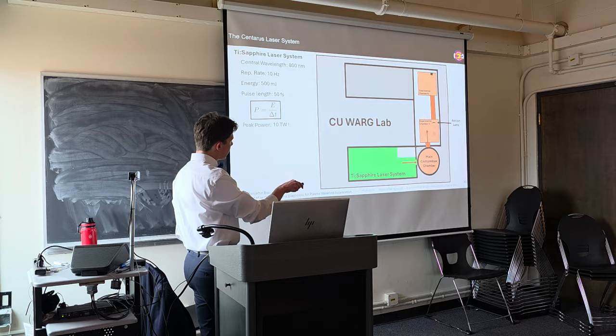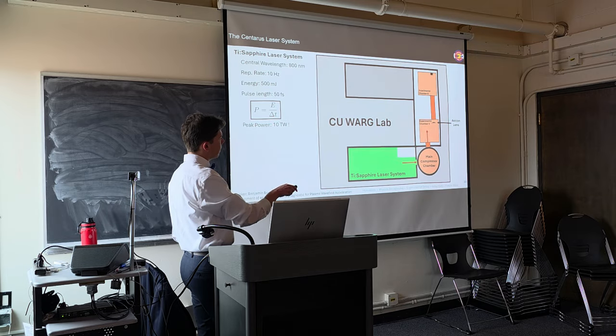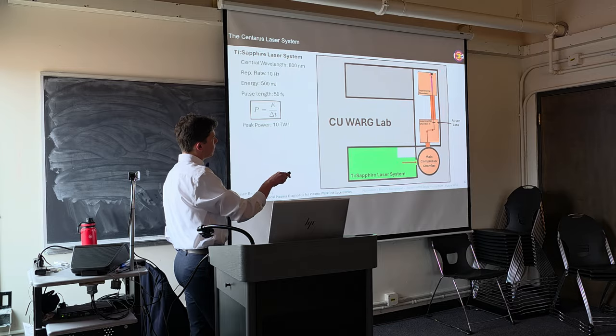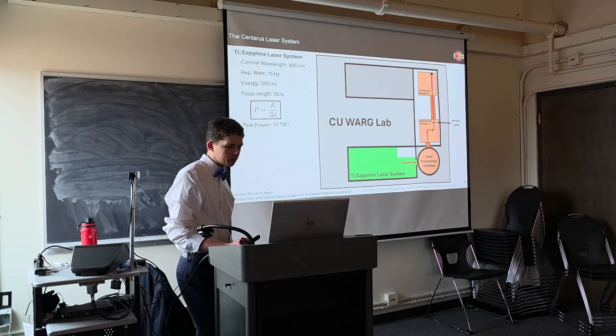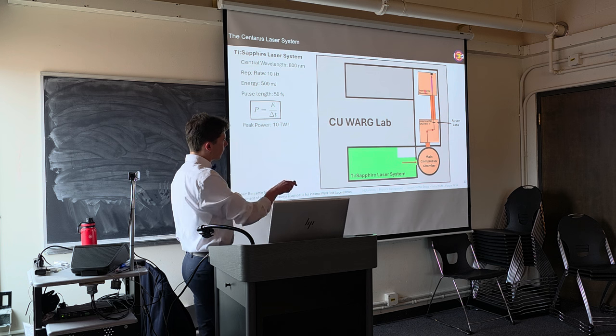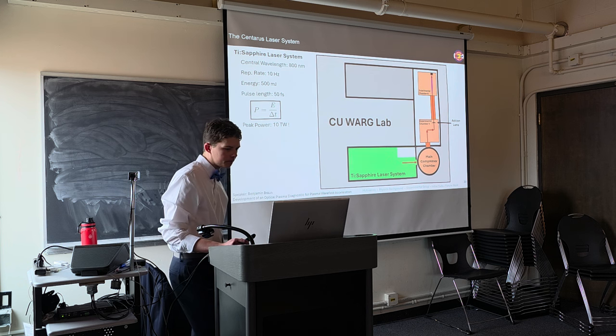All right, so we take that 10 terawatt peak pulse, and we focus it through an Axicon lens, and that forms a plasma up here in this second experimental chamber. This is all under vacuum. All this orange is under vacuum.